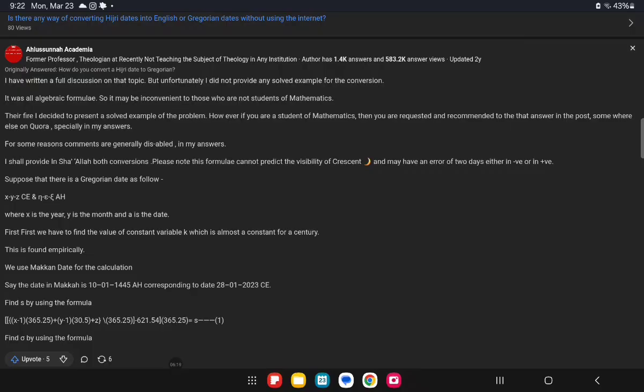So apparently, this person has a previous answer on their Quora page that has this mapped out. For some reasons, comments are generally disabled in my answers. I shall provide, inshallah, both conversions. Please note that this formula cannot predict the visibility of the crescent and may have an error of 2 days in either minus or plus.